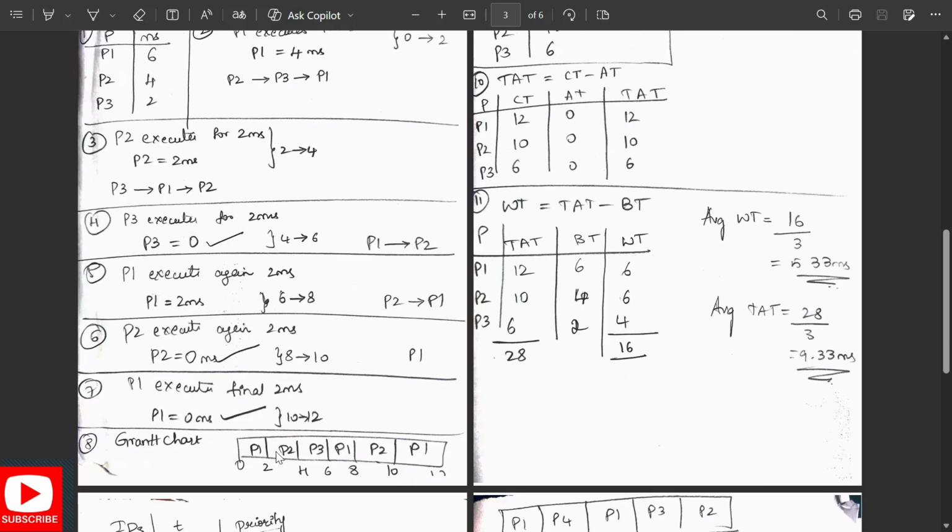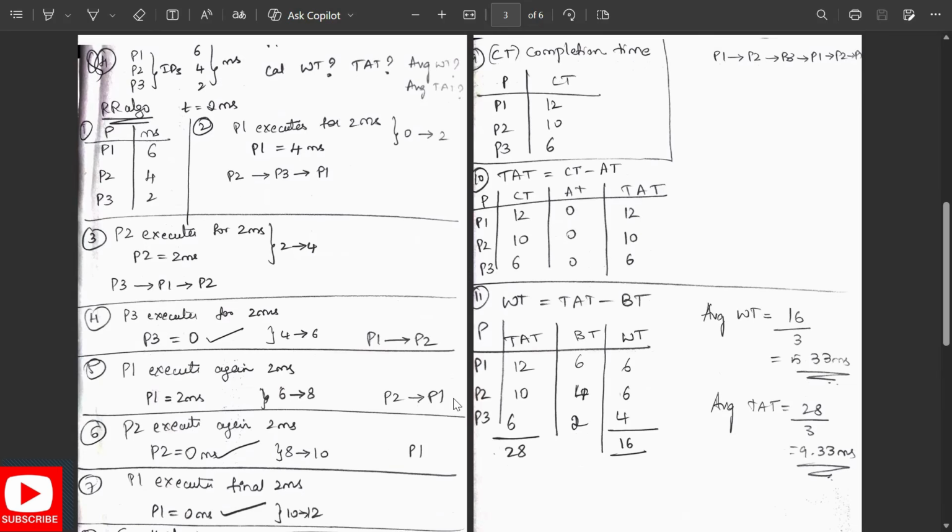That gets completed. Now we have to draw a Gantt chart like this by drawing a box. P1 was the first we started, then came P2, then P3, then again P1, P2 and again P1. In the same order of execution you have to write it, and write down the timing. This was from 0 to 2, then 4, 6, 8, 10 and 12.